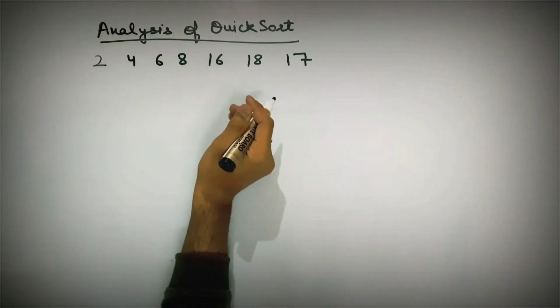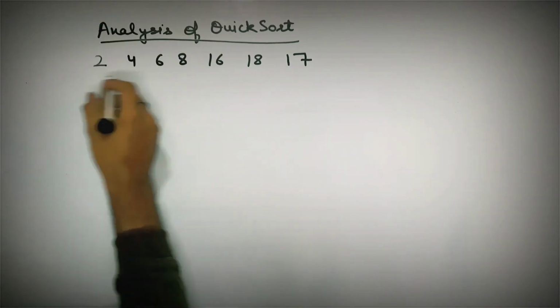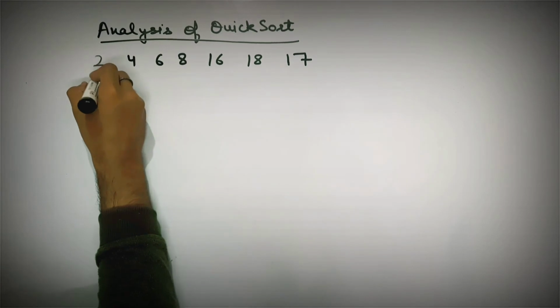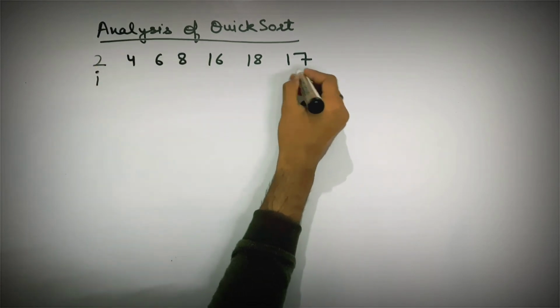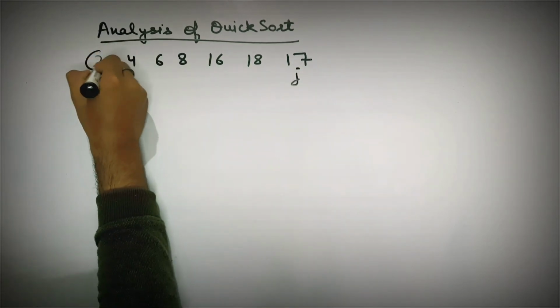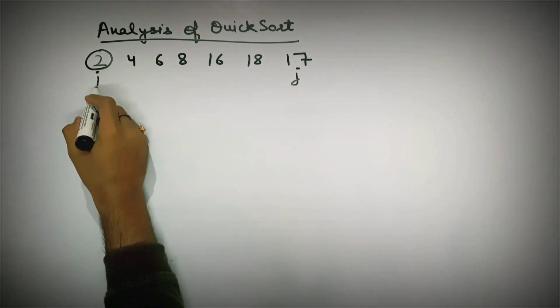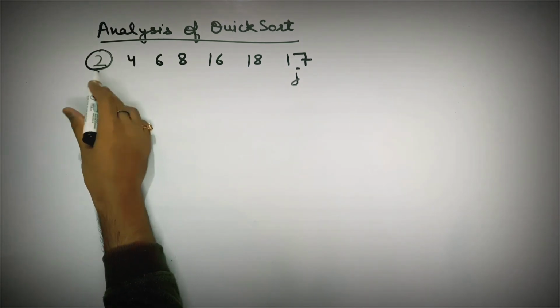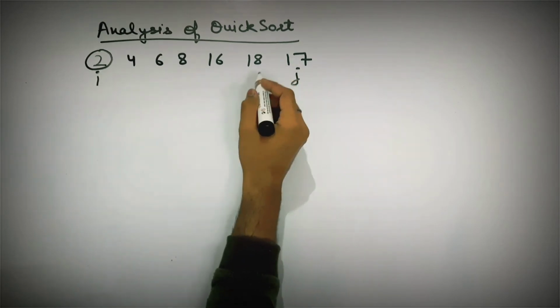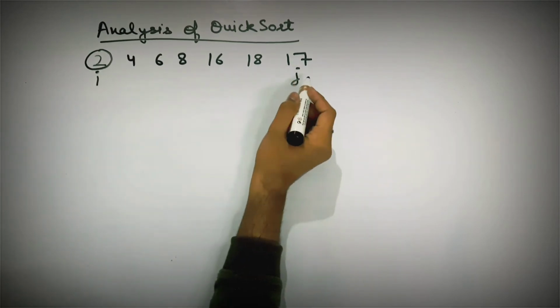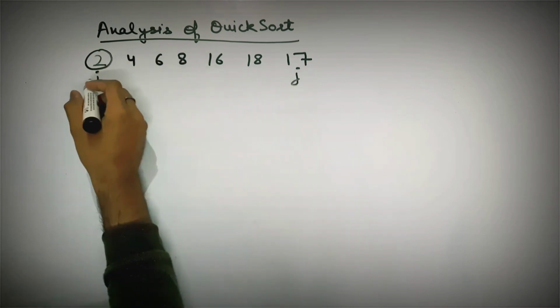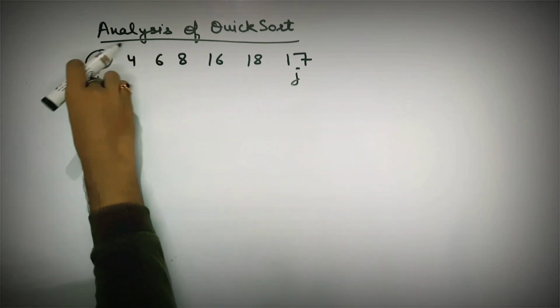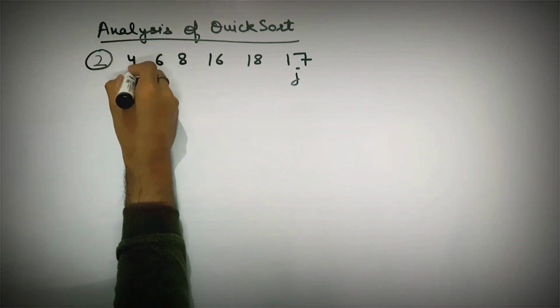So now let's discuss the worst case. You can see the array here. Let's start. Mark this as i, this as j. This is the pivot element 2. So as we know, we will keep on incrementing i until it finds an element that is greater than the pivot, and we will keep on decrementing j until it finds an element that is smaller or equal to the pivot. So let's start. Next element is 4, which is greater than the pivot, so mark it as i.